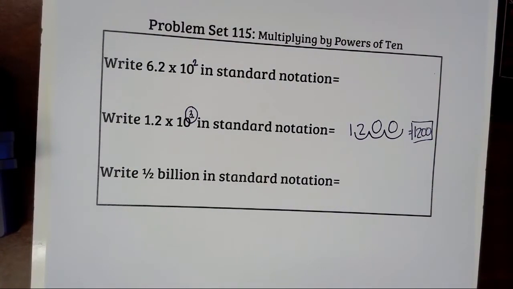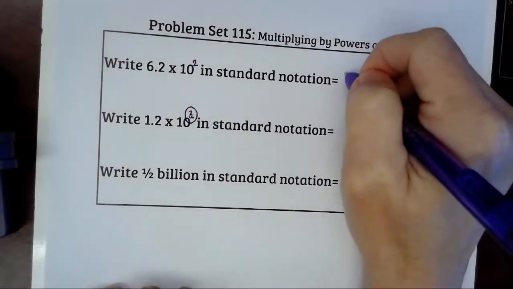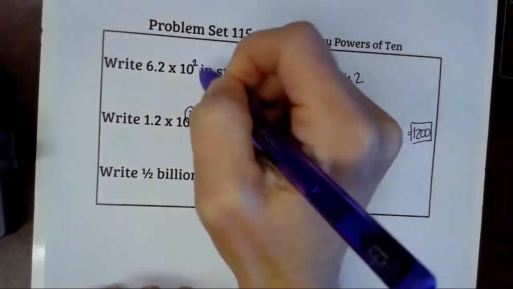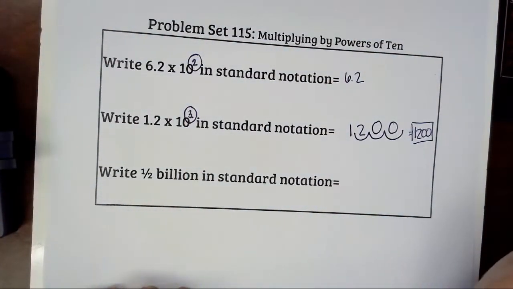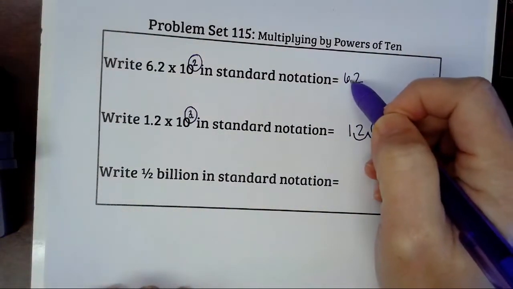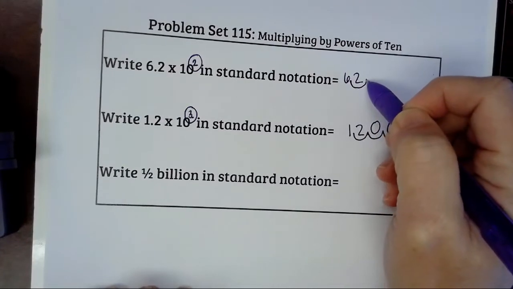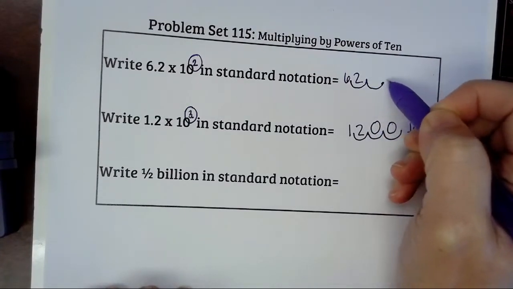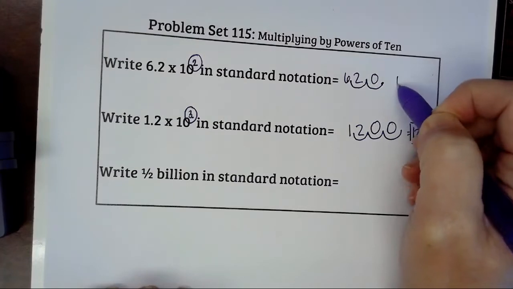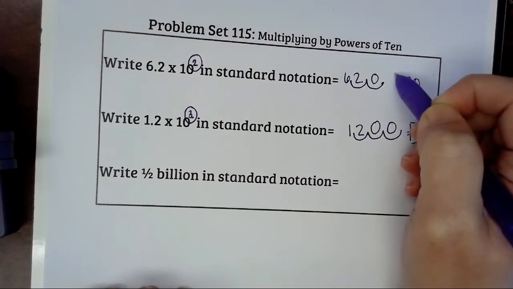Let's take the number 6.2 times 10 squared. So I've got my 6.2 here. I'm looking at my exponent. My exponent is 2, so I'm going to move my decimal over 2 places. 1, 2. Okay, fill in with a 0. So my answer is 620.